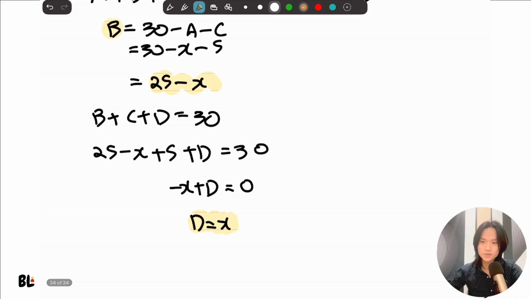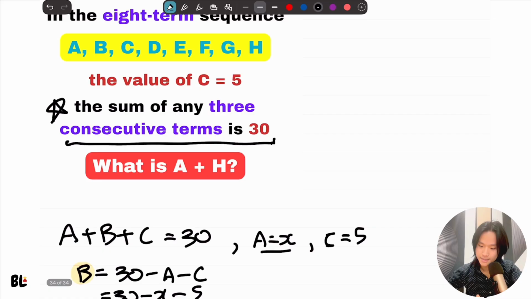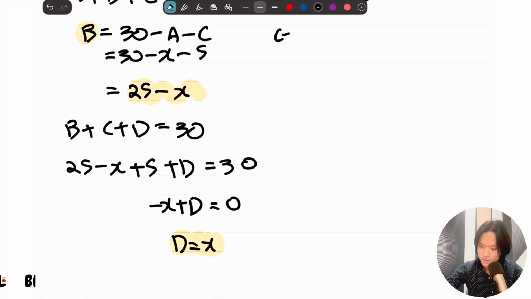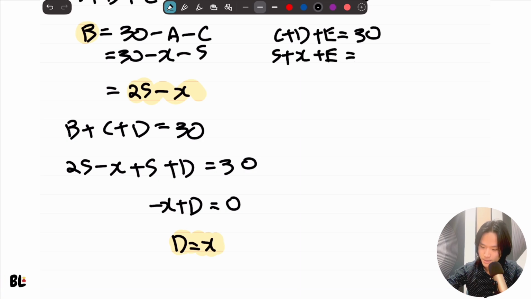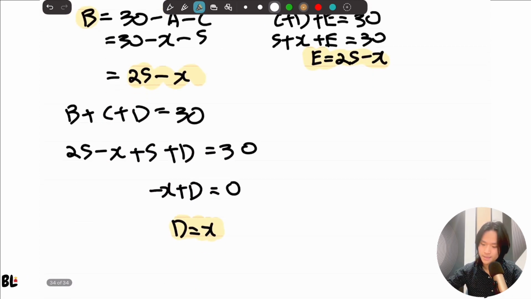Now that we have D, let's try C, D, E. C plus D plus E is 30 again. C is just 5, plus X, plus E, equals 30. So once again, we can find that E is just 25 minus X. It's quite interesting that B and E are the same, and A and D are also the same.